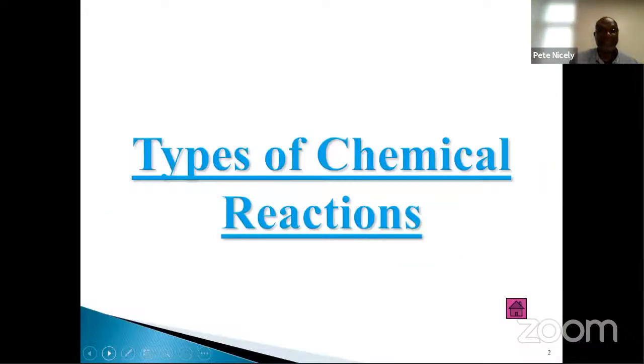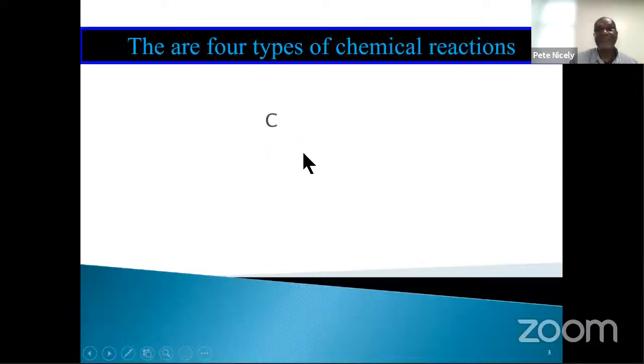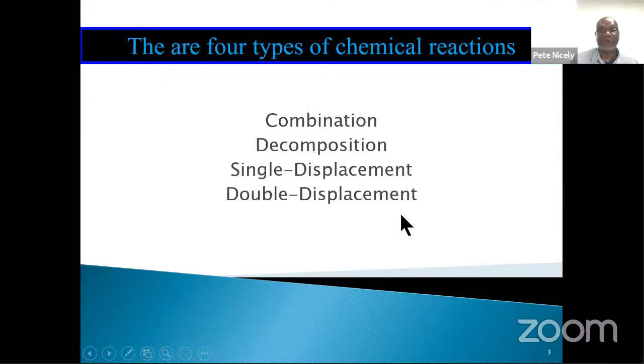So let's talk about the types of chemical reactions. Listed here are 4 types of reactions, but there's actually 5 categories. The 5th one I'm going to mention later on at the end of this chapter. But the first 4 are the ones that are listed here. We have the combination reactions, decomposition reactions, single displacement reactions, and double displacement reactions. And then later on, we're going to learn about a 5th category known as combustion reactions.